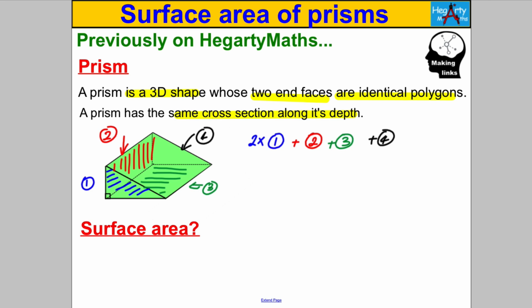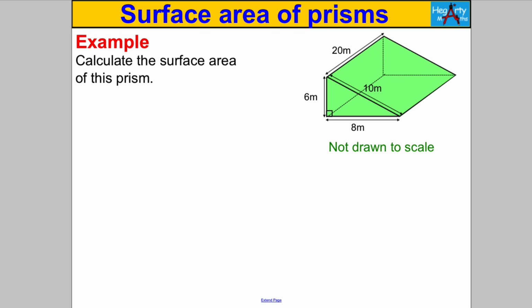So when doing surface area of prisms, you just have to work out the area of each face and add it together. So let's have a go at our first question. Pause the video and have a go here.